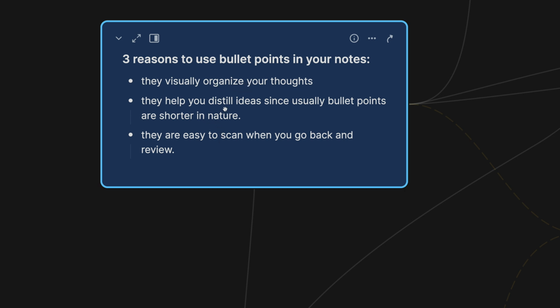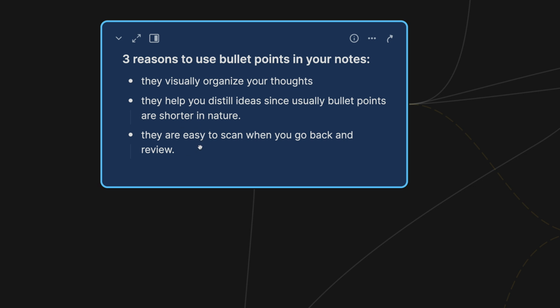Number two, they help you distill ideas, since usually bullet points are shorter in nature. You normally don't see paragraphs in bullet points. So I like the idea of making small chunks of text and writing it in bullet points so that I can just go bam, bam, bam, bam, bam, and knock them out and read them.